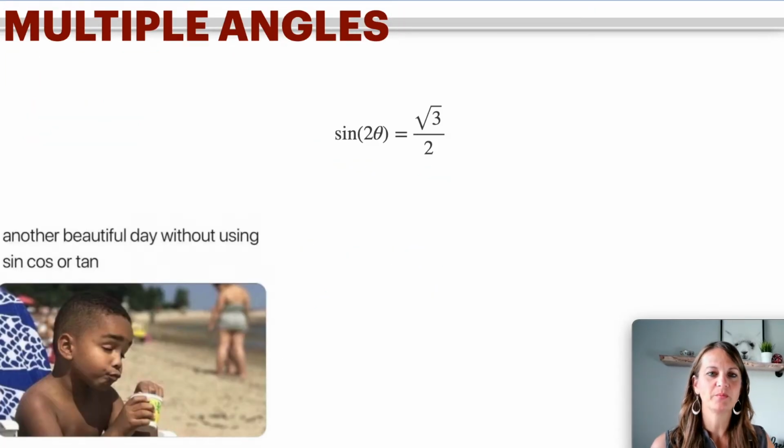Now, there is something called multiple angles. So you're going to actually solve the equation the exact same way as others, but something's going to happen at the very end. So right now, do not mess with the 2. That is trapped inside of the sine function, so do not touch the 2. Do not divide both sides by 2.